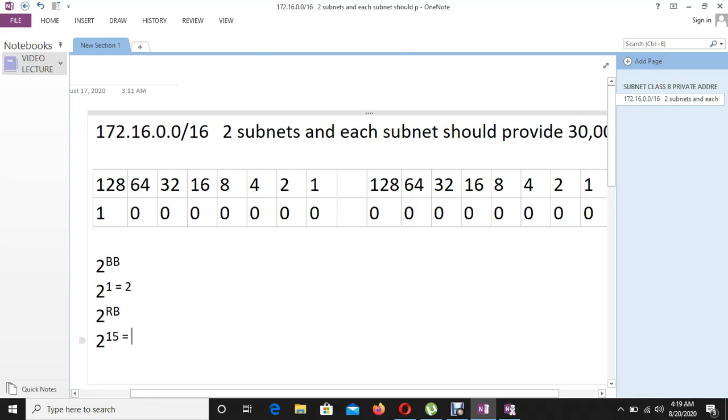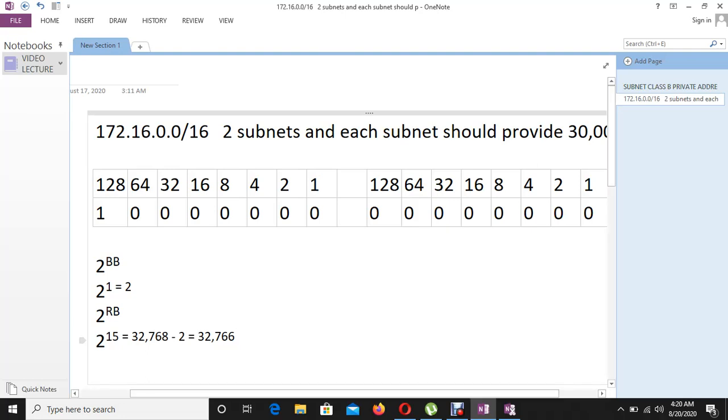So 2 to the power of 15 gives you 32,768. Okay, 32,768. Let me put a dash here. We have to subtract 2 from here, and we have equals to 32,766. So when you do the subtraction, it gives you the answer straight right there.